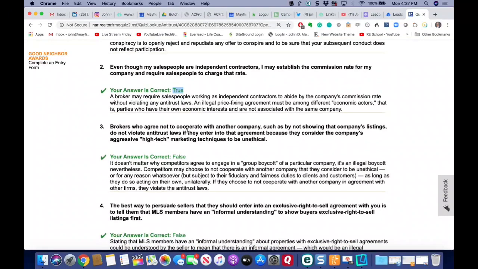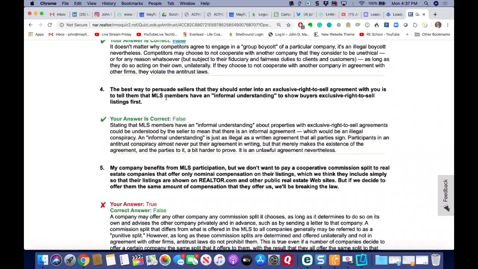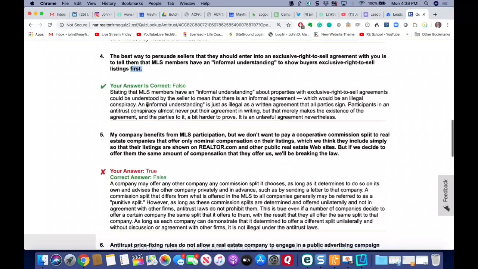3, brokers who agree not to cooperate with another company, such as by not showing their listings because they think they're high tech, they do not violate antitrust laws. I said false. They would be. You can't do that. 4, the best way to persuade sellers. That's false. And again, the reason I thought that was false is that people are going to show exclusive right to sell first. That's not part of the MLS there.